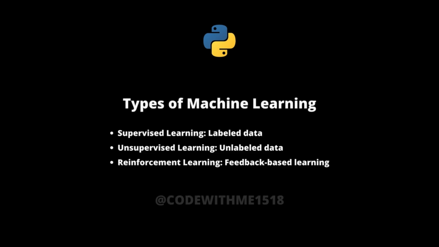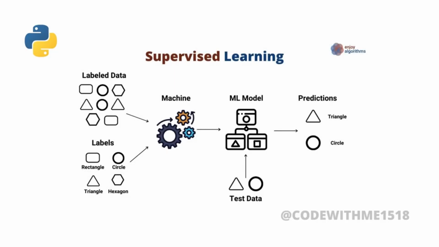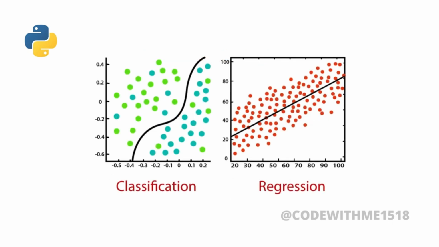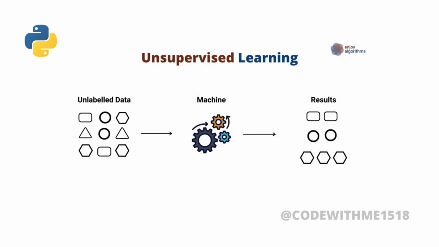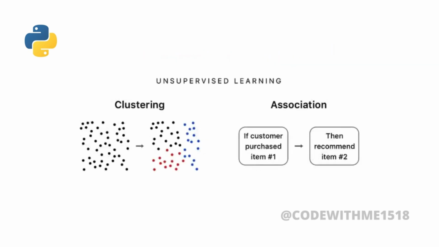Machine learning can be broadly categorized into 3 types. 1. Supervised learning. The model is trained on labeled data, meaning the input comes with the correct output. The model learns to map the input to the output. Examples include classification and regression. 2. Unsupervised learning. The model is trained on unlabeled data and tries to find patterns or structures in the data. Examples include clustering and association.